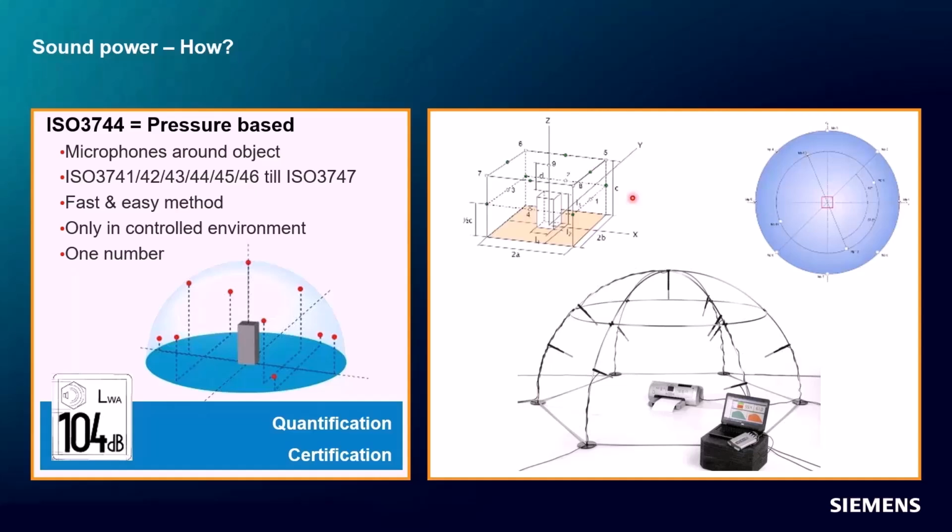Ultimately, what we are interested in is computing the sound power. So we do the measurement of the sound pressure using the microphones, and then we'll multiply with the area of the hemisphere to compute the sound power. What we'll get finally as a result is one single number for the sound power level, and that is what is commonly reported for certification purpose.